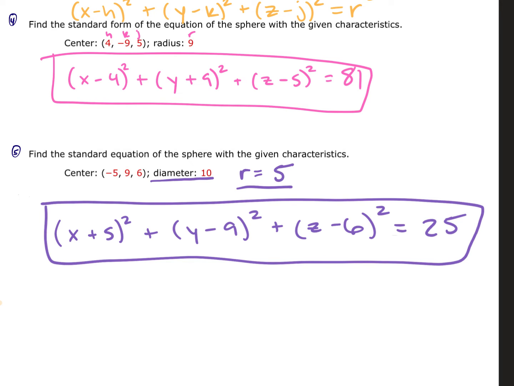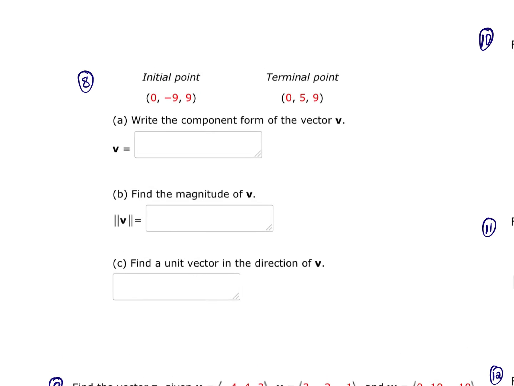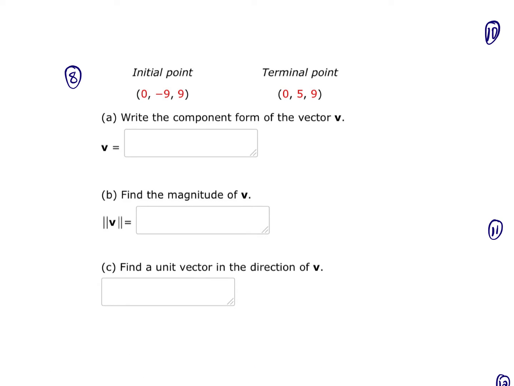So just be careful with the wording. Don't work too fast where you don't read. So let's take a look at number 8. We have an initial point and a terminal point, and we have to write the component form of the vector. And we have to find the magnitude and the unit vector.